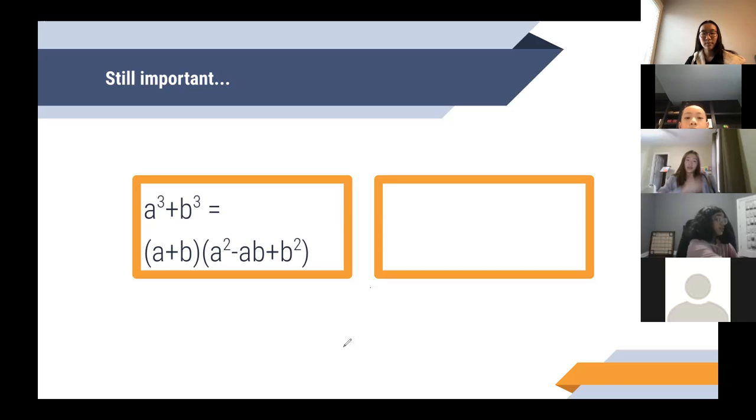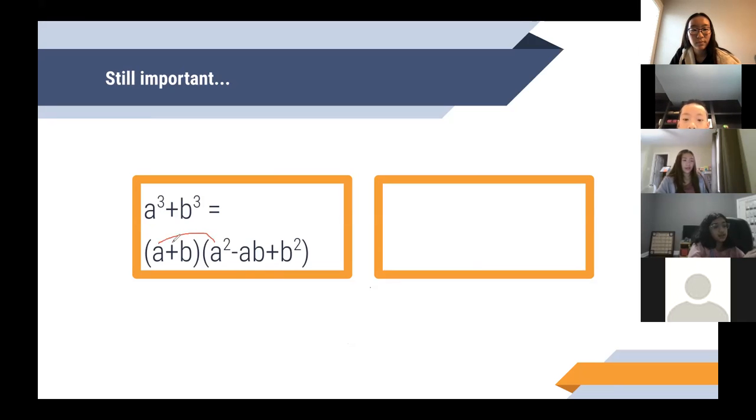So we'll just tell you that it factors into the quantity of A plus B, times the quantity of A squared minus AB plus B squared. So let's check this. We're going to distribute the A to the A squared, then to the negative AB, then to the B squared, and then also the B to the A squared, B to the negative AB, B to the B squared.